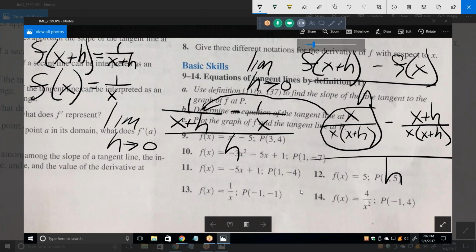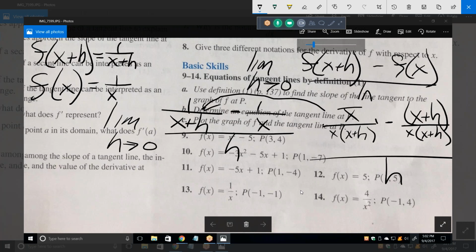Again, parentheses are super important. You will get the wrong answer if you do not use parentheses. And notice that the parentheses aren't there. I've got to add them. So I've got to add parentheses here. Now we've got a common denominator, so we can subtract the numerators. What do we get? We get x minus (x plus h).